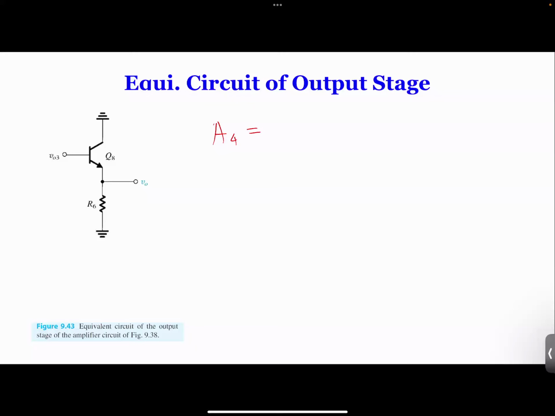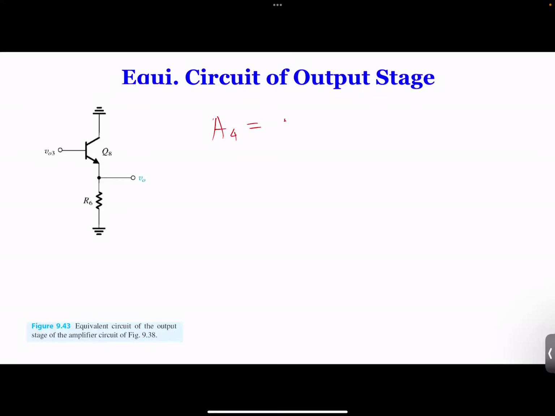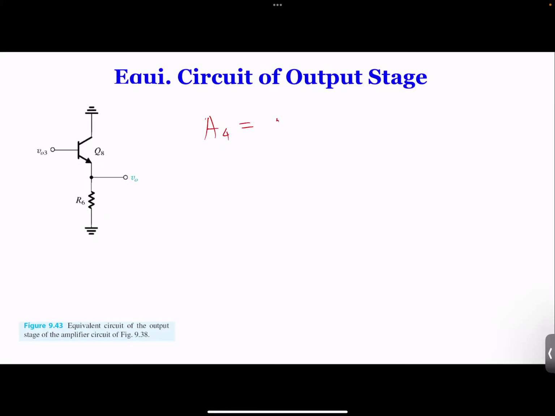Yeah. So once you get that number, F4 is going to be almost 1. So this is really R6 over R6 plus RE8. And RE8 is very small, in this case something like 5 ohms. But R6 is 3K, right? 3K. So anyway, this gives you almost 1 volt per volt.